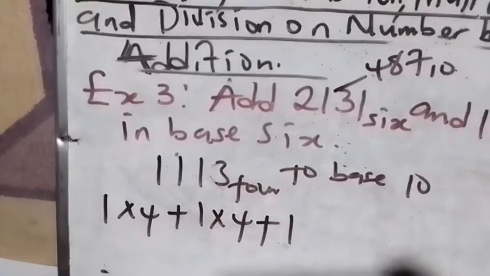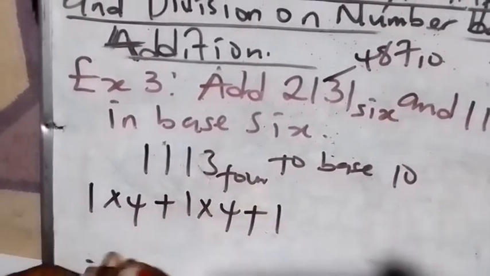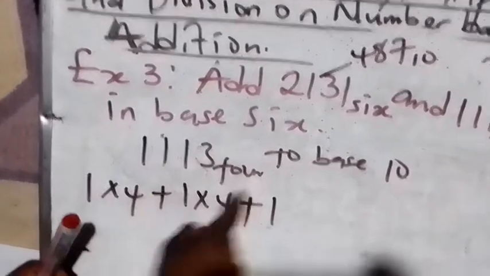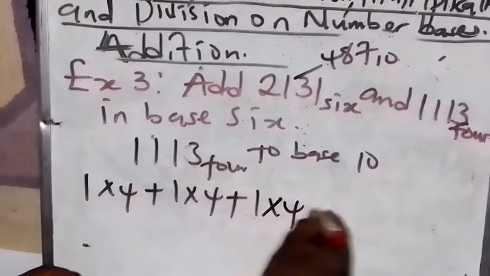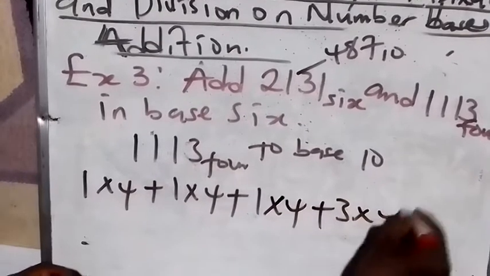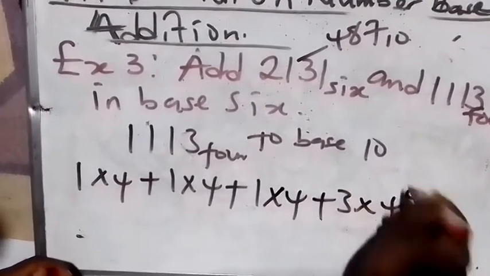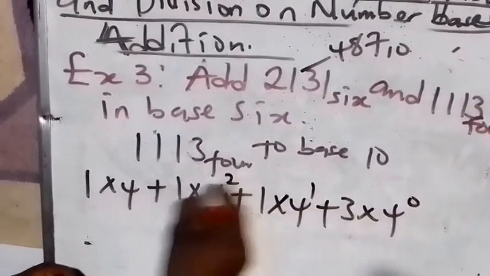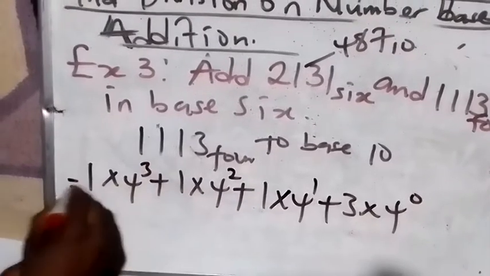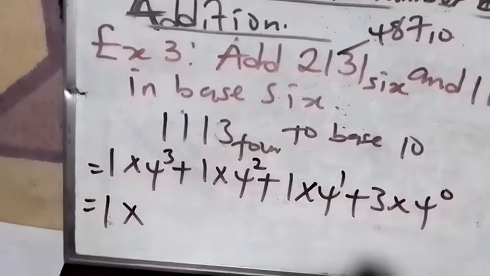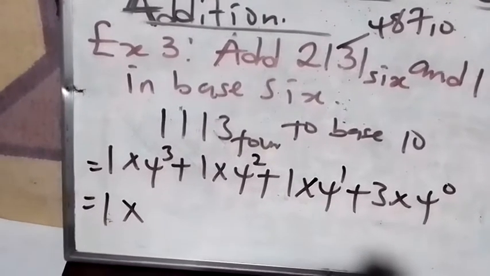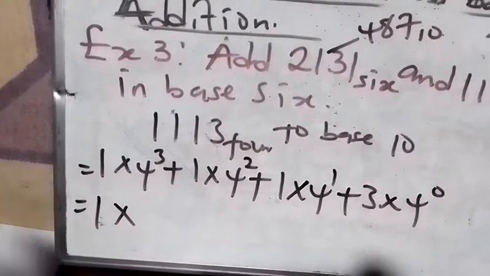From any base. So that will be 1 times 4 plus 1 times 4 plus 1 times 4 plus 3 times 4. So from the back, 0, 1, 2, 3. So that will be 1 times 4 raised to power 3 is what? 4 times 4 times 4. 4 times 4 is 16. 16 times 4, that is 64.